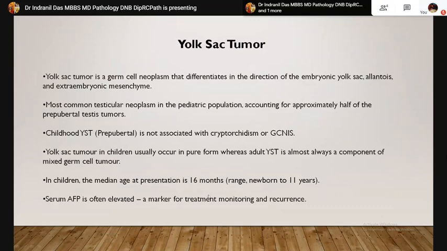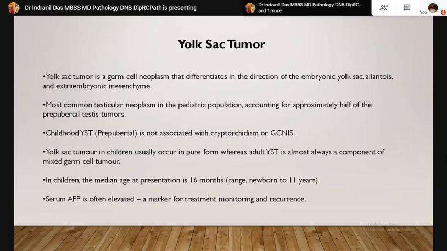Now, yolk sac tumor is a germ cell neoplasm that differentiates in the direction of embryonic yolk sac, allantois, or extraembryonic mesenchyme. It is the most common testicular neoplasm in the pediatric population, accounting for approximately half of the cases. The childhood yolk sac tumor, that is prepubertal yolk sac tumor, is not associated with cryptorchidism or germ cell neoplasia in situ.